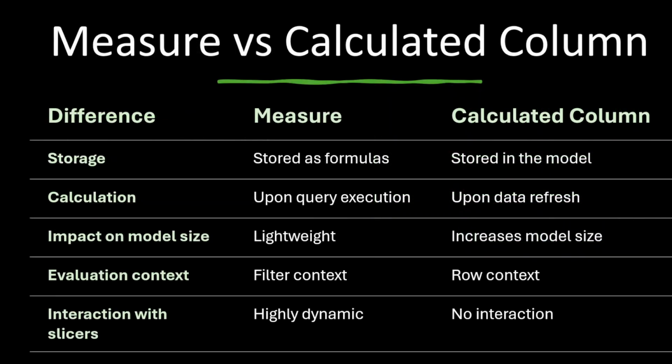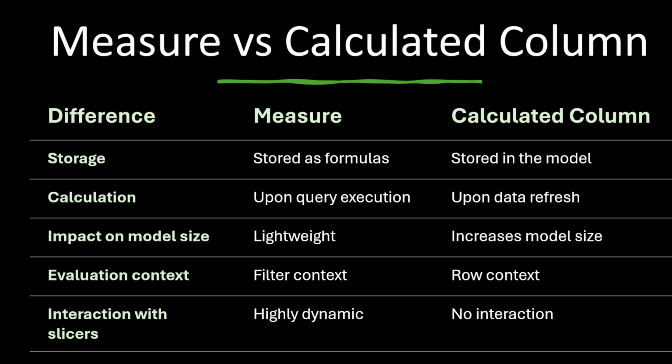Now let's understand the differences. Storage. Measures are stored as formulas in your table, so they are not any data points. They are stored as just formulas because they are calculated based on the existing values. They are stored on top of your table and they are not a part of the table. Whereas calculated columns are stored in your model and they occupy some space in your model. They are a part of your table structure, so they occupy some space.